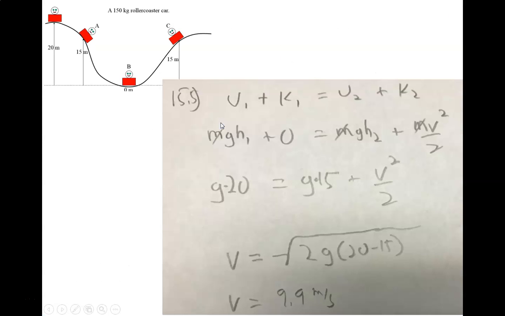So let's take a look at it. This is going to be my initial state. You always have to look at an initial state and then a final state. That's key. So my initial state is going to be this one right here, and my final state is going to be point A. If we wanted to look at point B, we'd make point B my final state, but we're looking at point A. So we want to say my initial potential energy plus initial kinetic equals my final potential energy plus my final kinetic.